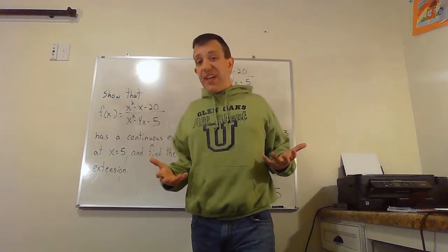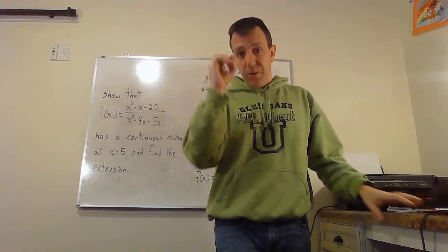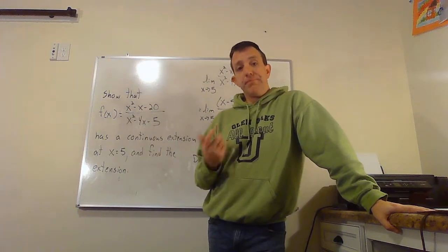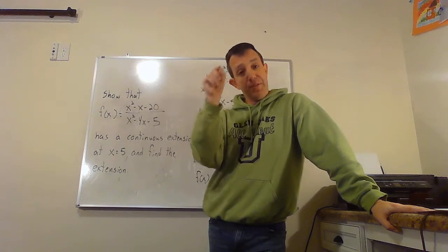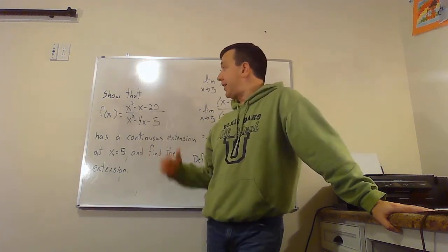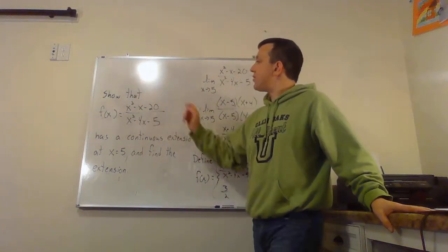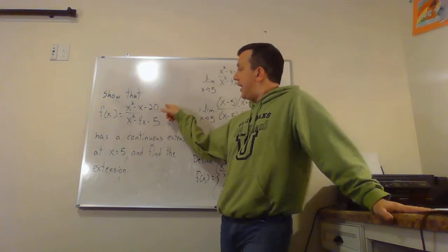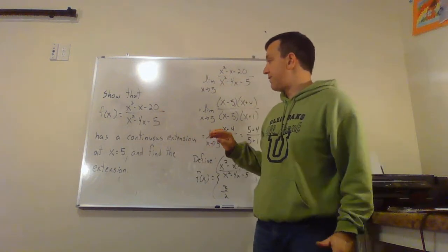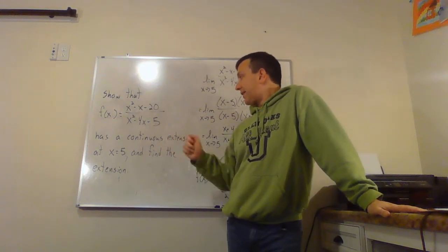So the removable case, if you're picturing a graph in your head, this kind of graph has just a little hole in it. And that's what's going to make it removable. Basically, you could take your pencil and fill in that hole, and then it would be a continuous function. So let's take a look at an example that has a removable discontinuity, and then we'll get rid of it. Show that f of x equal to (x squared minus x minus 20) over (x squared minus 4x minus 5) has a continuous extension at x equals 5, and find the extension.